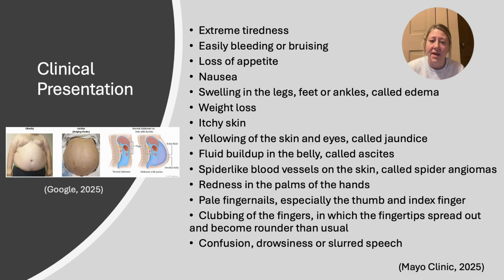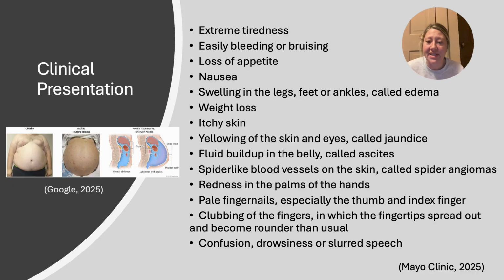Itchy skin, yellowing of the skin and eyes, which is jaundice, a very common presentation in patients with cirrhosis. When I think of cirrhosis, I think of jaundice, I think of ascites, which will be our next one, the fluid buildup in the belly. That's ascites. Over here on the left side of the slide, it shows the difference between a normal patient and what ascites would look like, and how the fluid builds up in the abdomen.